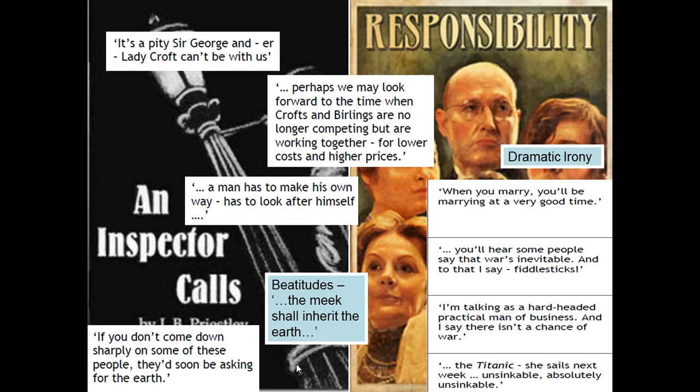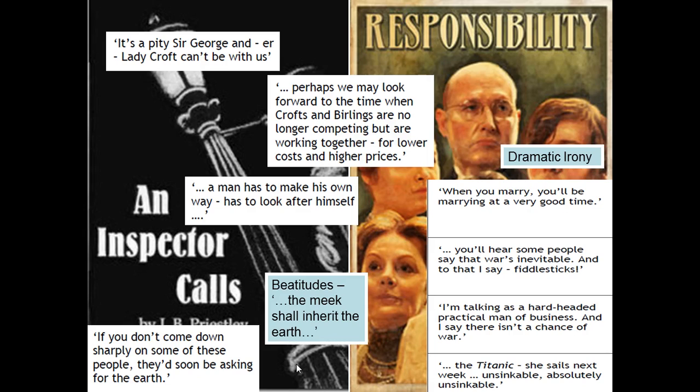On the other side of the page, you've got this lovely little extra connection. I'll talk about it a little bit more as well. "If you don't come down sharply on some of these people, they'd soon be asking for the earth." Now, this is Burling talking about his workers. So he knows that his workers want more money because they want a standard of living. They want to be able to eat. He says, you've got to come down on them sharply because soon they'll ask for the earth.